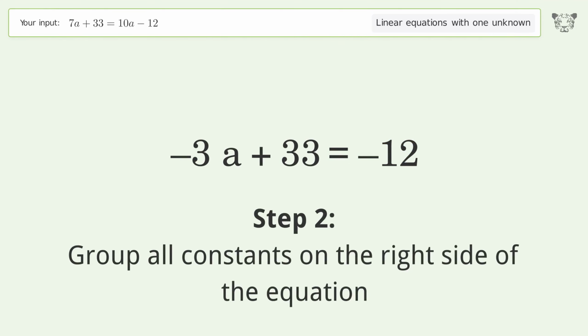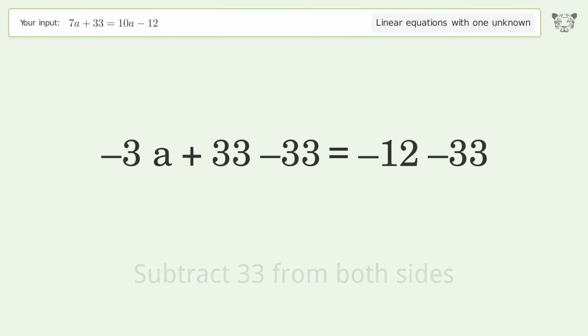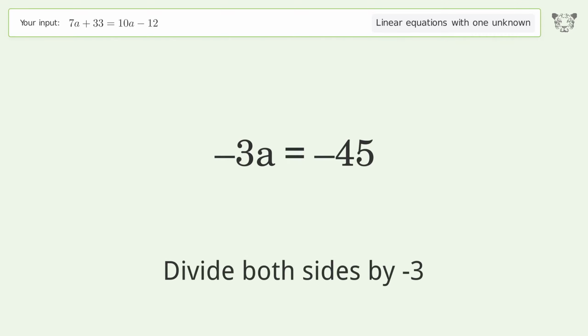Group all constants on the right side of the equation. Subtract 33 from both sides. Simplify the arithmetic. Isolate the a. Divide both sides by -3.